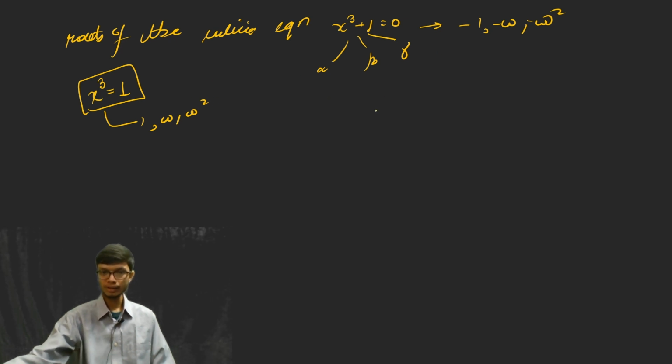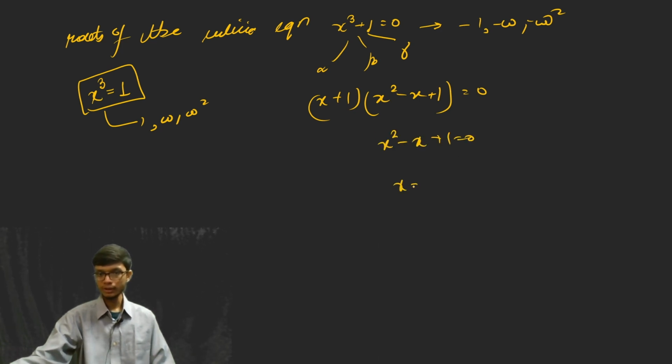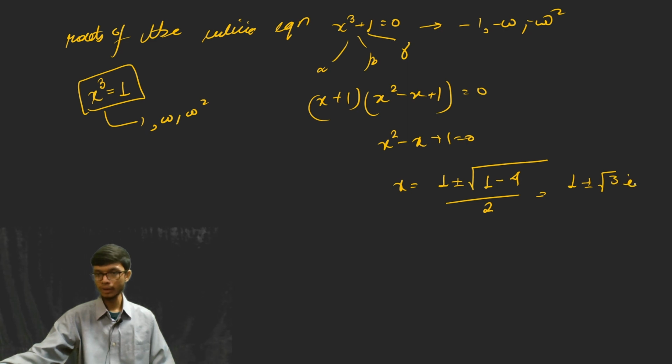Similarly, if you look at this, it can factor as x plus 1 into x square minus x plus 1 equal to 0. For this particular case, x square minus x plus 1 equal to 0, the roots are 1 plus minus root under 1 minus 4, divided by 2, which will be plus minus root 3 iota by 2.